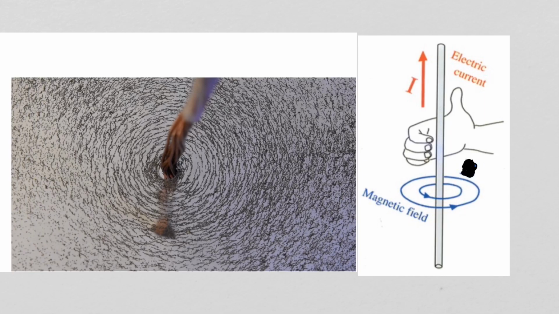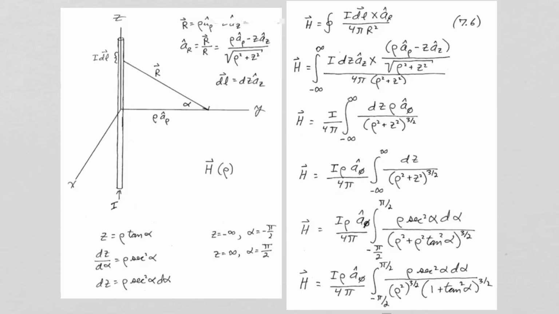We will now apply the Biot-Savart law to this straight conductor with a current I flowing through it to find the magnetic field intensities around the wire. We'll place our conductor along the z-axis with the current flowing in the z direction. Our current element I dL then will be I dz in the z direction.